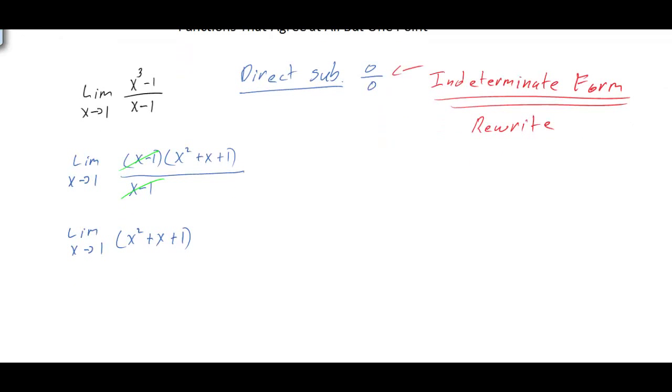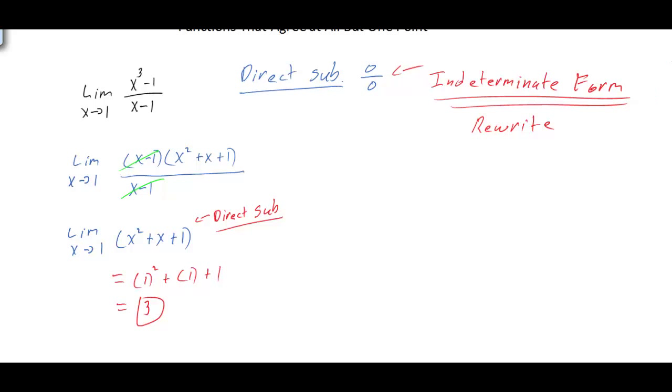Now, are we able to use direct substitution? Well, from here, we can use direct substitution, and we're going to end up with 1 squared plus 1 plus 1. So we end up with an answer of 3. So that is our limit.